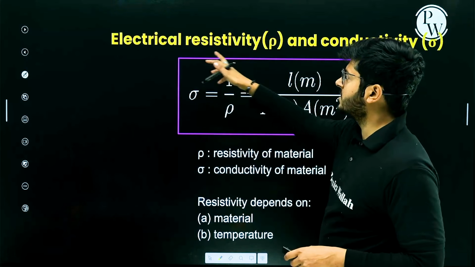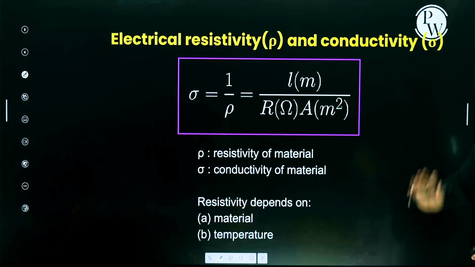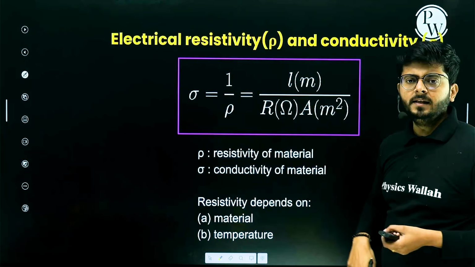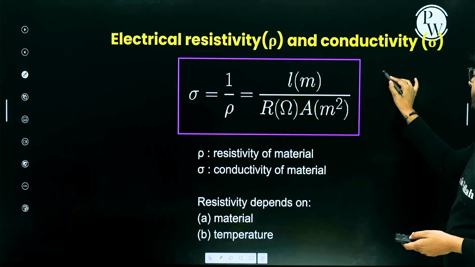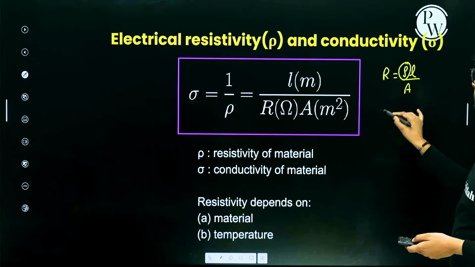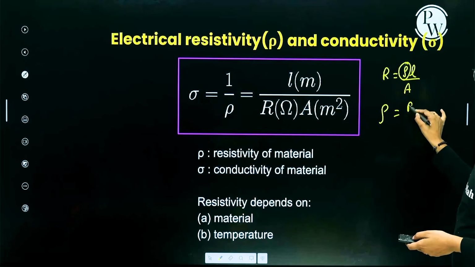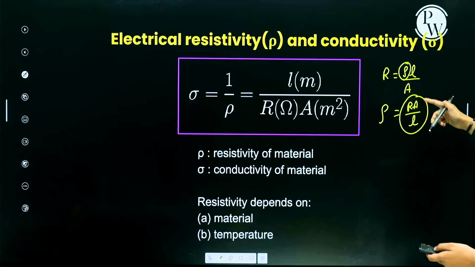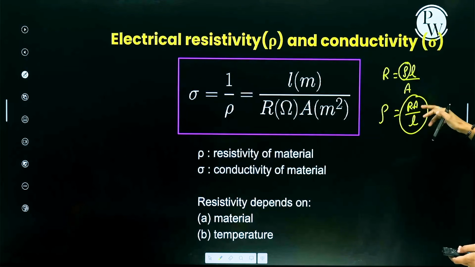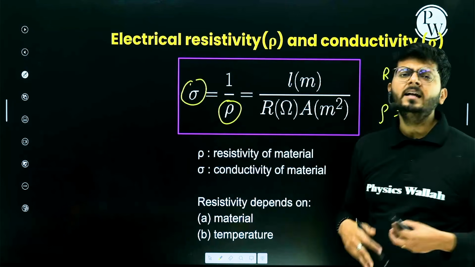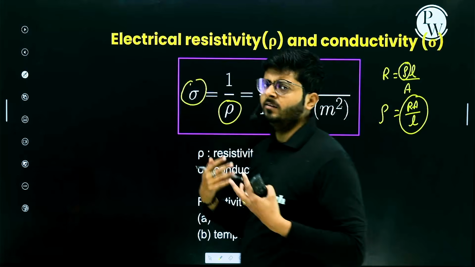Now the opposite of resistivity is called conductivity, electrical conductivity. So conductivity is 1 upon resistivity, right? Here you have seen R is rho L upon A, so resistivity rho is RA upon L. Just invert it, so 1 upon rho will be L upon RA. That will give you the conductivity. The opposite of resistivity is conductivity. It tells you how conductive a given material is, right?